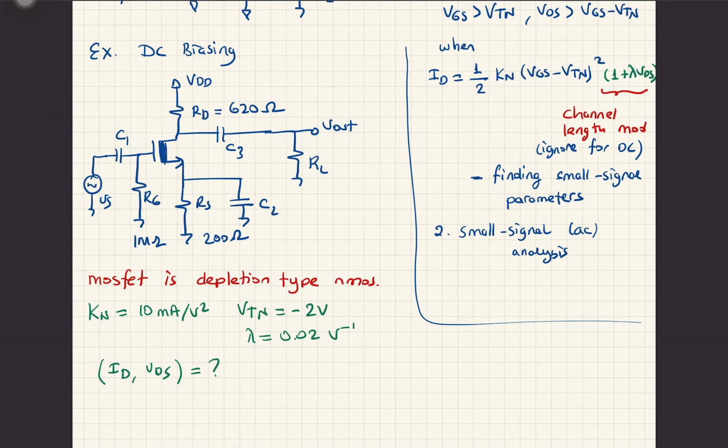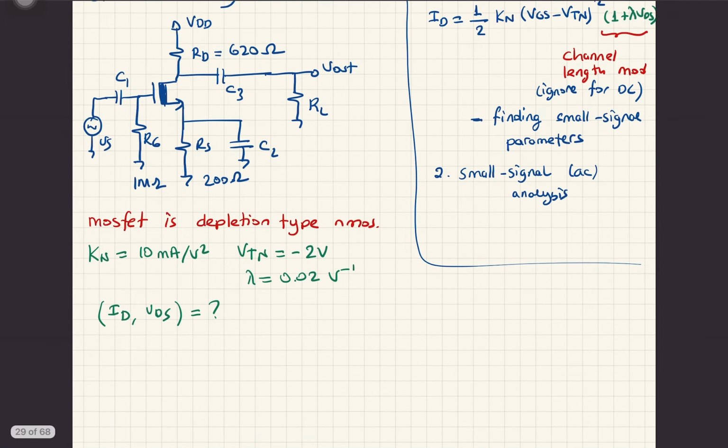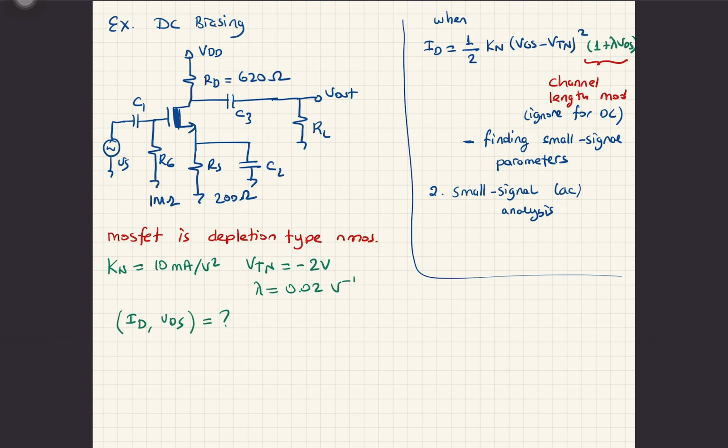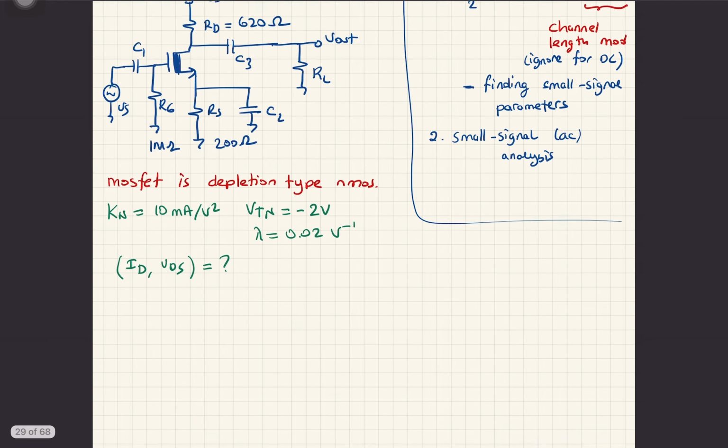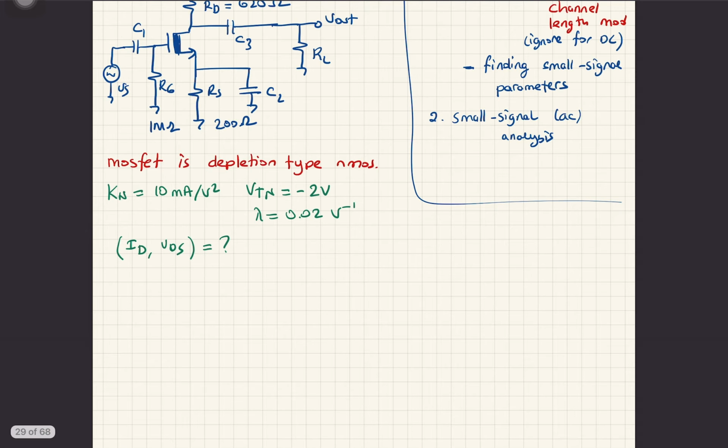Okay, how you are going to approach this problem? Of course, first of all, I need to find a DC equivalent circuit. Assuming that C1, C2, C3 are large enough in DC operation, they are going to be open circuit. I don't need to worry about them. So the DC equivalent circuit will be reduced to this one, and you can redraw the DC equivalent circuit.